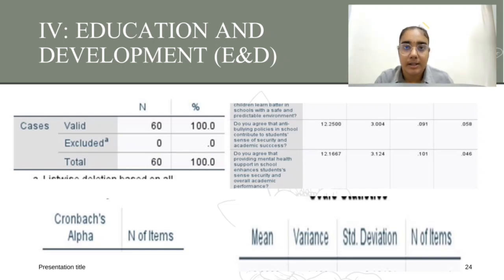If this item is deleted, the Cronbach's alpha value slightly decreases to 0.046. The lowest item-total correlation value is 0.004. If this item is deleted, the Cronbach's alpha value slightly increases to 0.190.